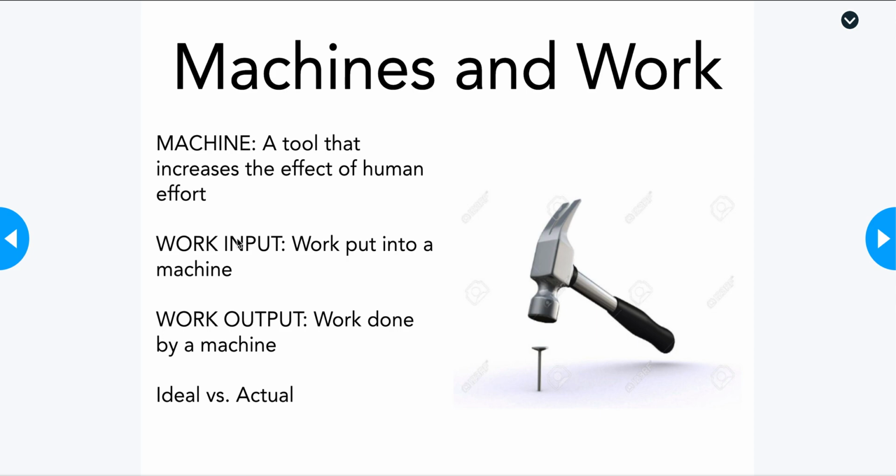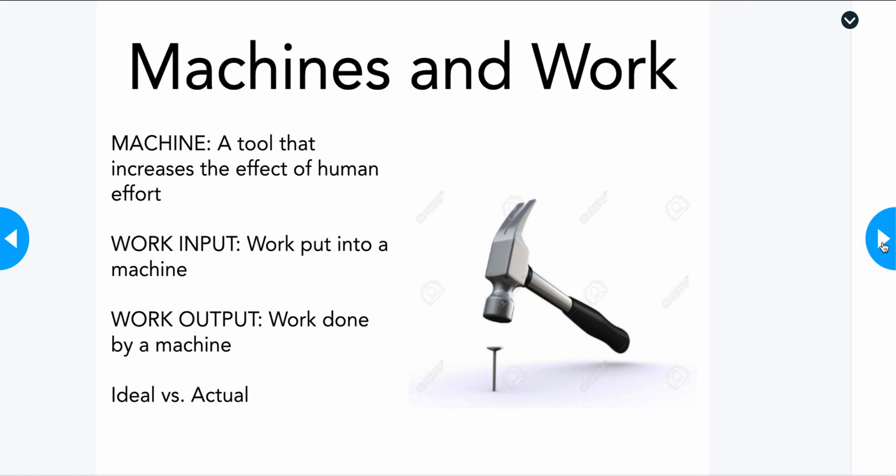However, for the sake of simplicity, we're going to stick with what is called the ideal. And we're going to pretend that you don't actually lose any work that is done. This is just trying to simplify things and make it a little bit easier and more straightforward to understand. So we are dealing with the ideal situation, and we are just going to say, for the sake of simplicity, that work input is the same as work output.